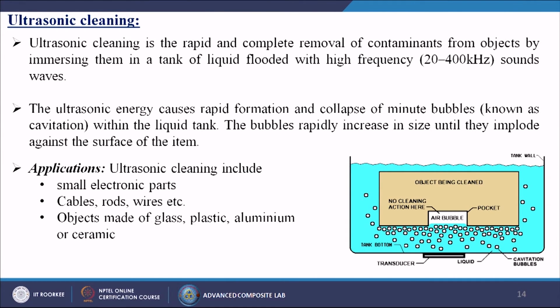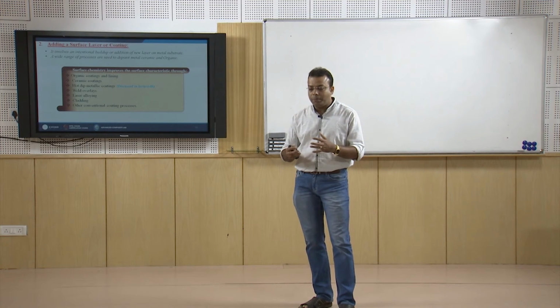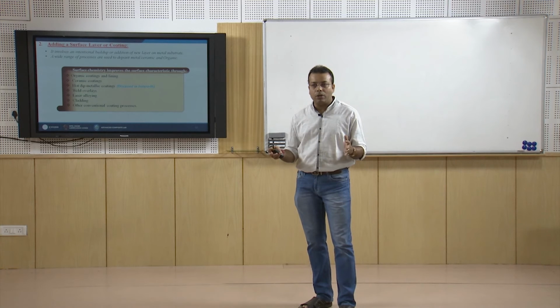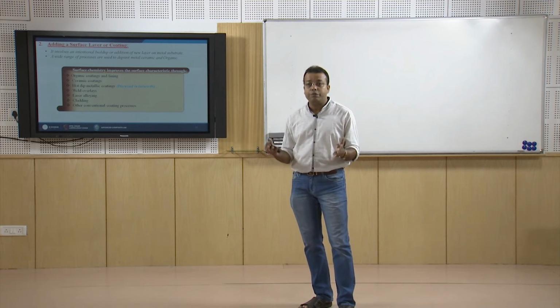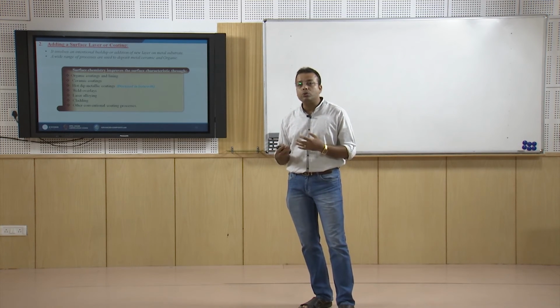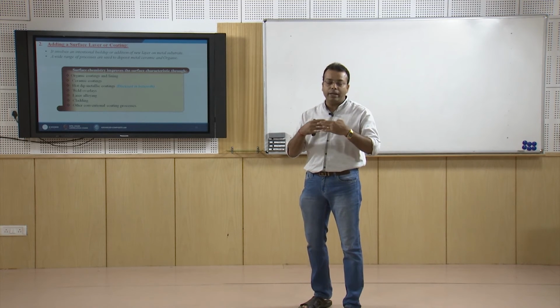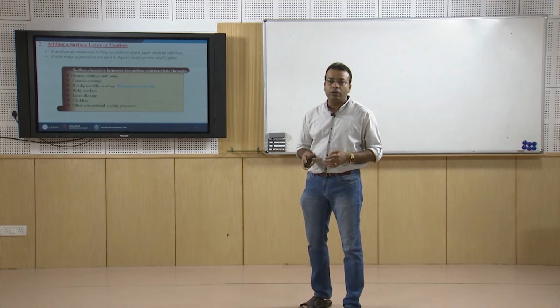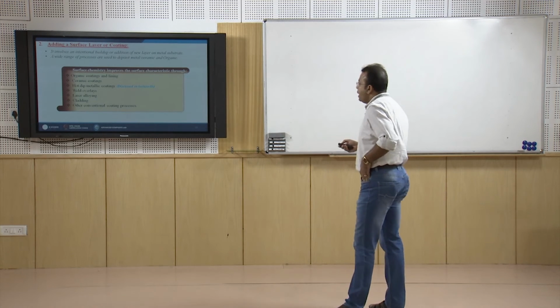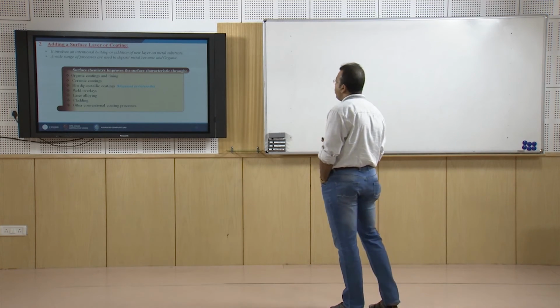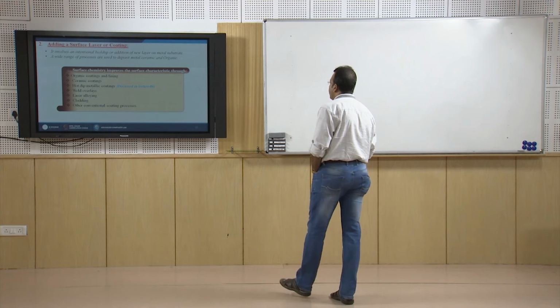Next one is called adding a surface layer, or coating. So, till now we have been discussing how to modify an object by physical means. Now, we are going to do this by putting some kind of layer or coating on that particular surface. It involves an intentional build-up or addition of a new layer on a metal substrate.